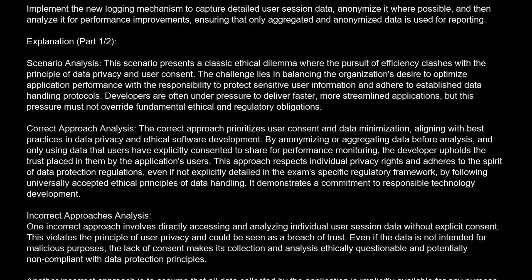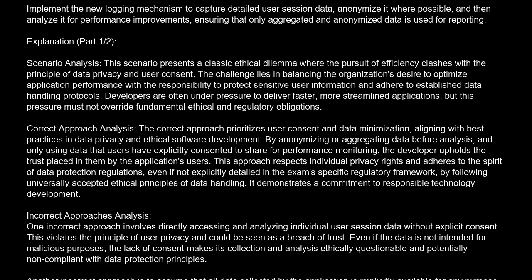Explanation. Scenario analysis. This scenario presents a classic ethical dilemma where the pursuit of efficiency clashes with the principle of data privacy and user consent. The challenge lies in balancing the organization's desire to optimize application performance with the responsibility to protect sensitive user information and adhere to established data handling protocols. Developers are often under pressure to deliver faster, more streamlined applications, but this pressure must not override fundamental ethical and regulatory obligations.